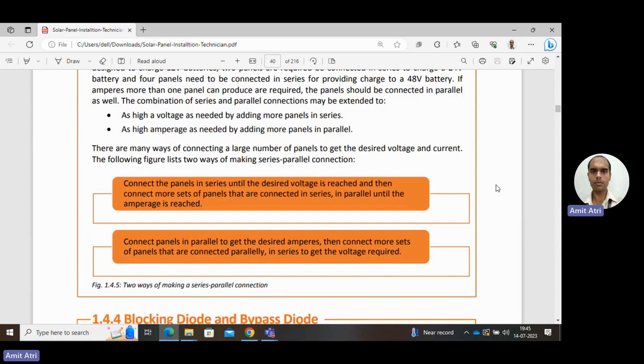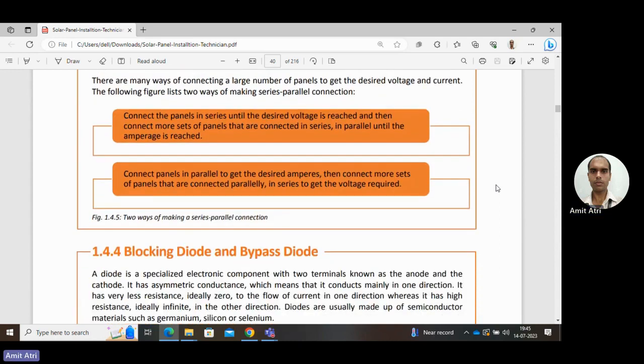So the methods highlighted here show how to make a series-parallel connection. Connect the panels in series until the desired voltage is reached, and then connect more sets of panels that are connected in series, in parallel, until the amperage is reached with the required current level. First, make a series combination, then check that the desired voltage is obtained, then make a parallel combination.